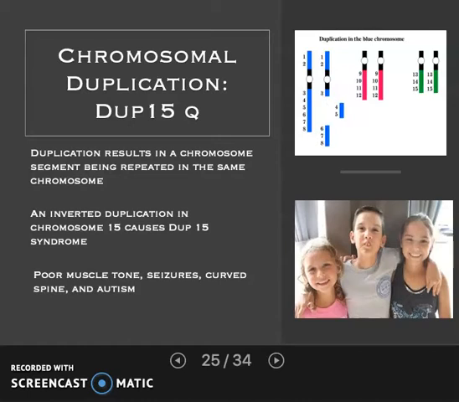Another possibility is that instead of deleting a segment of chromosomes, you can actually duplicate. And so I can see here in my little GIF, I've got segments 4 and 5. They get repeated, and that duplication event can lead to a syndrome like DUP15Q. DUP15Q occurs when you have a replication of the segments of chromosome number 15. And there's a bunch of different characteristics associated with people that have this chromosomal syndrome.